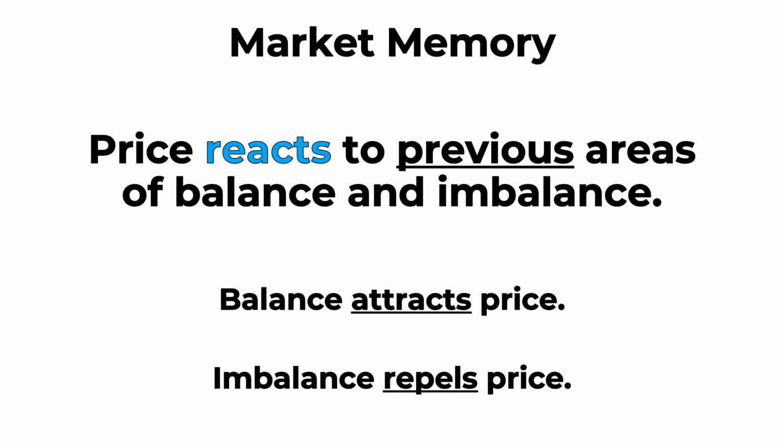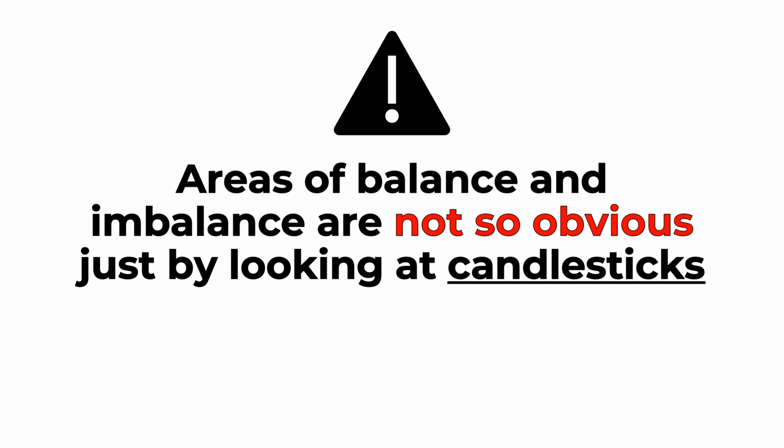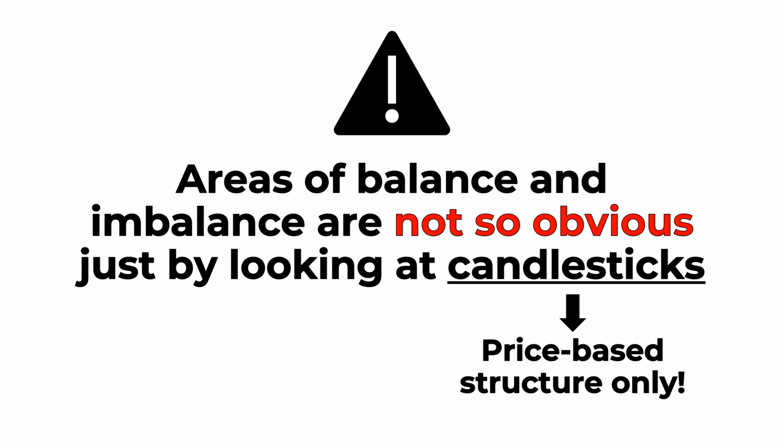In other words, the market remembers the recent price levels that were accepted as fair value and the price levels that were rejected, and it will come back to these levels to test them again. The key is to observe how price behaves when it comes back to these areas. The problem is that these areas of balance and imbalance are not so obvious just by looking at candlesticks, because candlestick charts only show price-based structure.